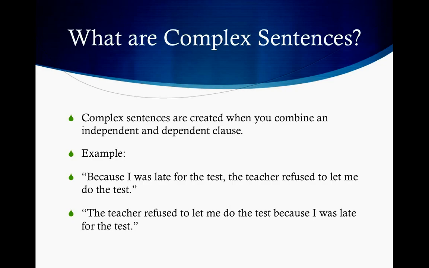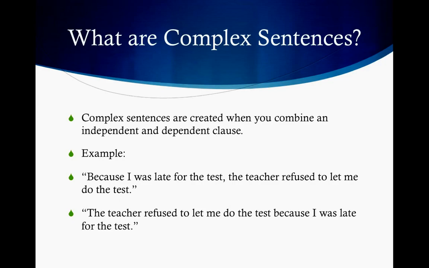Now, you don't necessarily have to use a subordinating conjunction. You can use a relative conjunction as well. But for this one, we're using a subordinating conjunction. So because I was late for the test depends on another sentence. It can't stand on its own. So the sentence that completes it is the next sentence: the teacher refused to let me do the test.